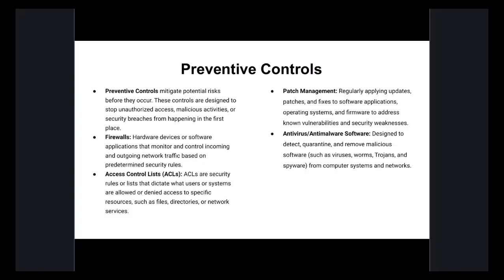ACLs are security rules that we create to either allow or deny users access to specific files and resources on our network. Preventive controls can also take the form of patch management. This is when our administrators will create a schedule to apply updates and patches to our software applications and operating systems.